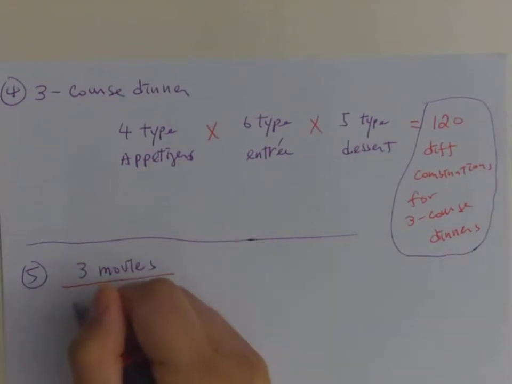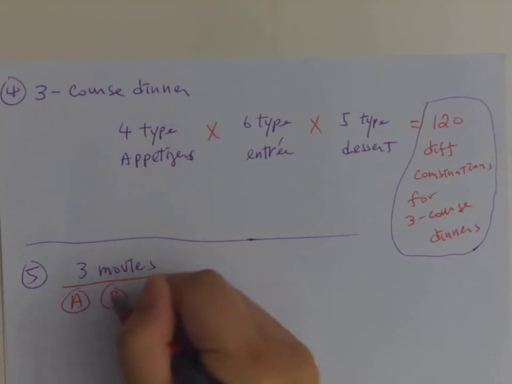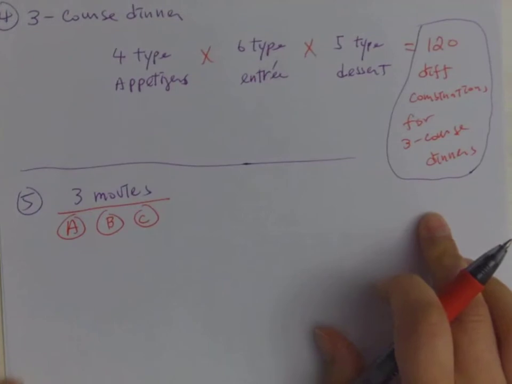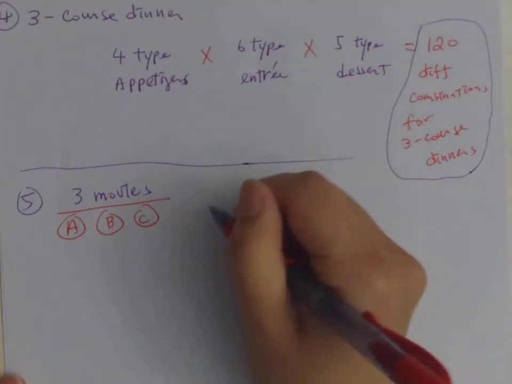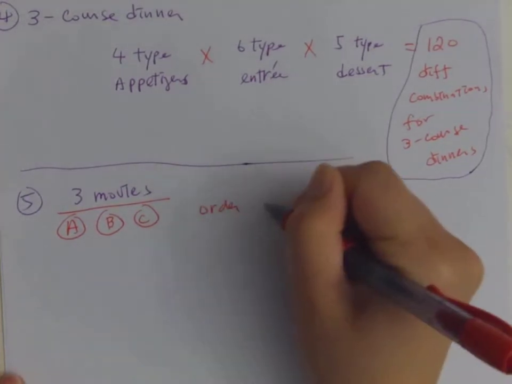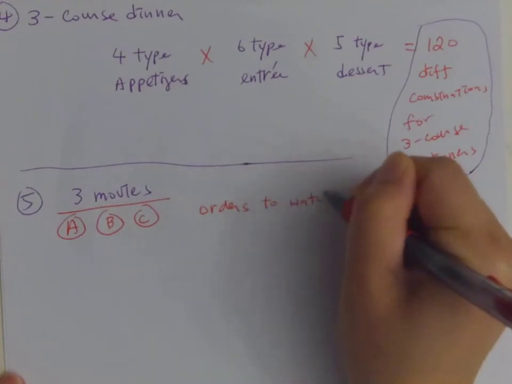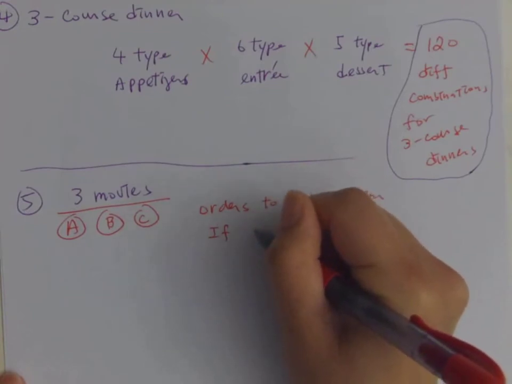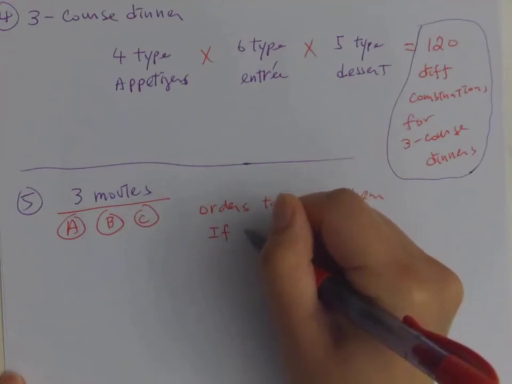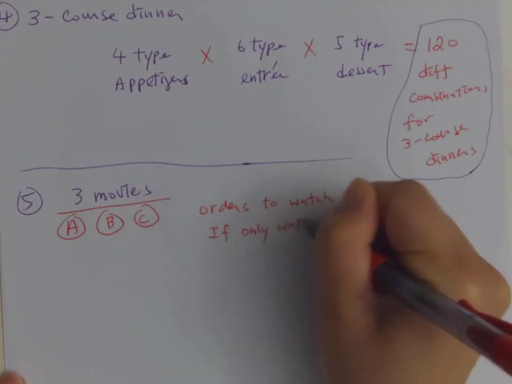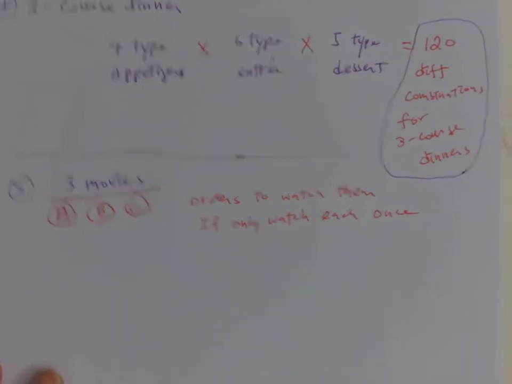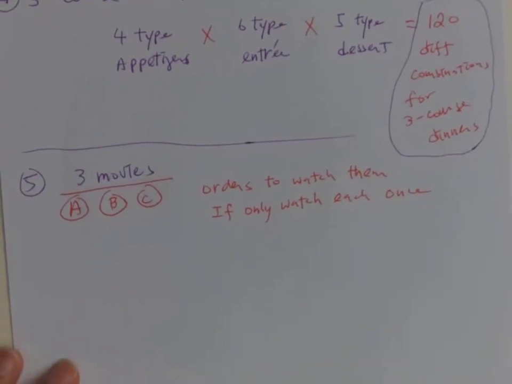So I'm going to just name them A, B, and C. If you have a lot of time, you can list what these 3 movies are. So we only want to know the order to watch them if I only watch each one once. Alright, so if we only need the order, that would be pretty quick.